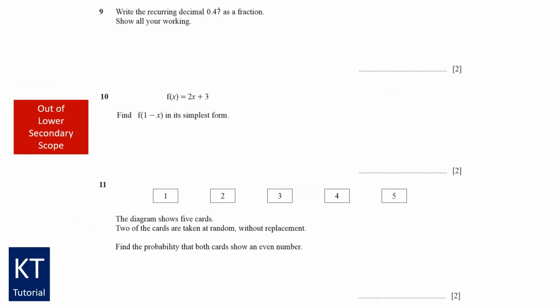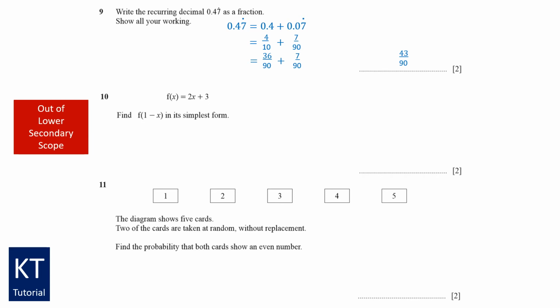Question 9. Write the recurring decimal 0.4 with 7 recurring as a fraction. 0.47 recurring can be expressed as 0.4 plus 0.07 recurring. This in turn can be expressed as their respective fractions prior to arriving at the answer.